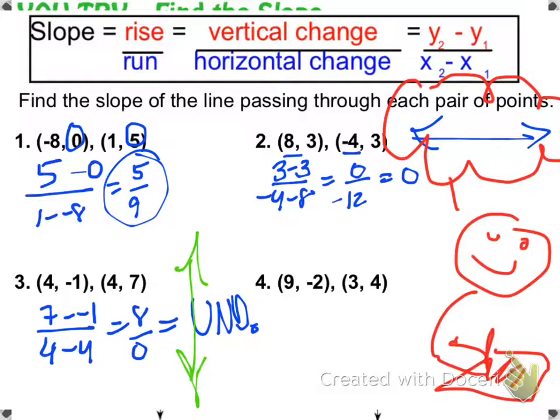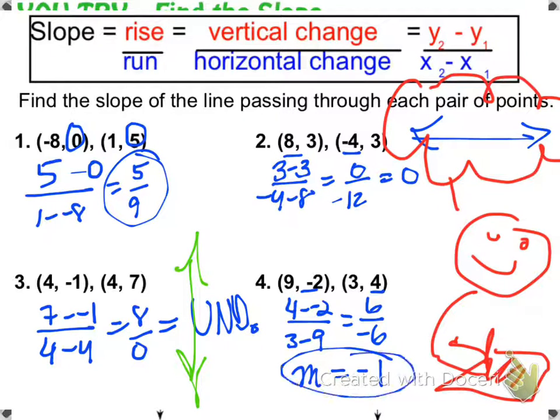All right, lastly, we have 4 minus 2 over 3 minus 9 gives us 6 over -6. So that reduces to 1 over 1, and it's negative, so our slope here is -1. Sometimes you'll see me write just a number, sometimes you'll see me write the m equals. Both are fine.